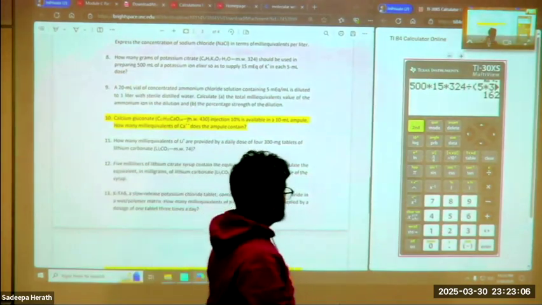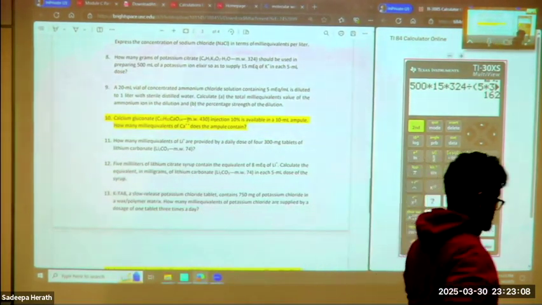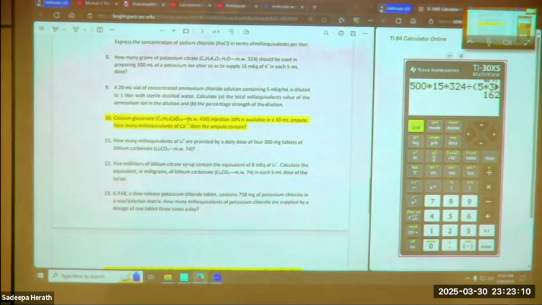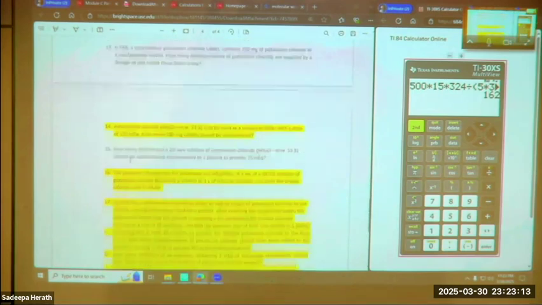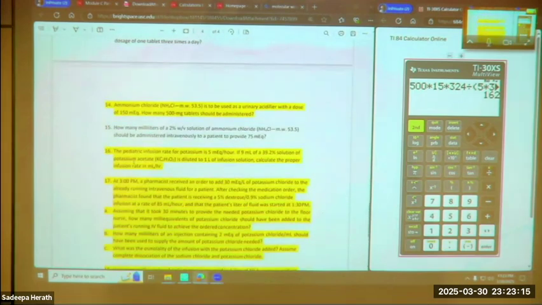All right. Next one, 14. Skip a couple problems here. Ooh. So much highlight.